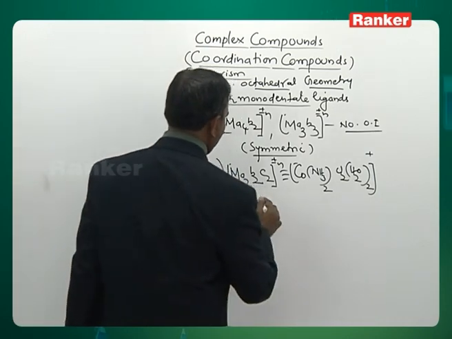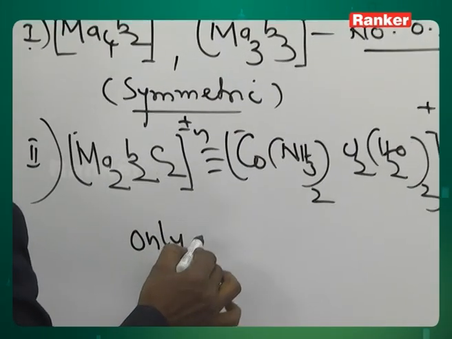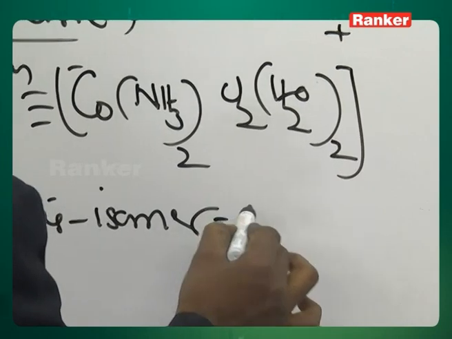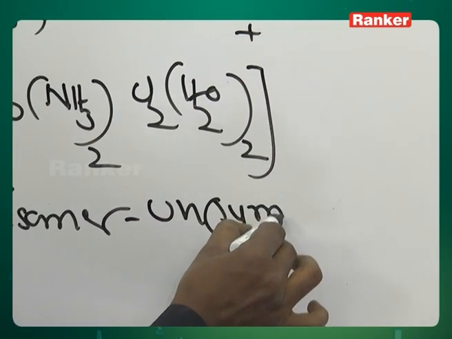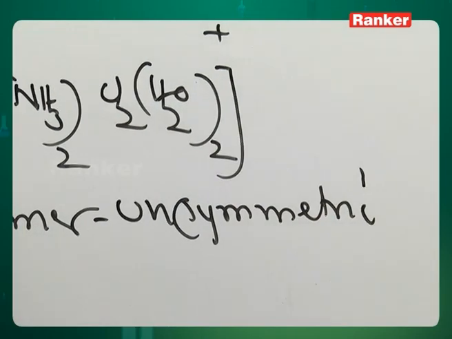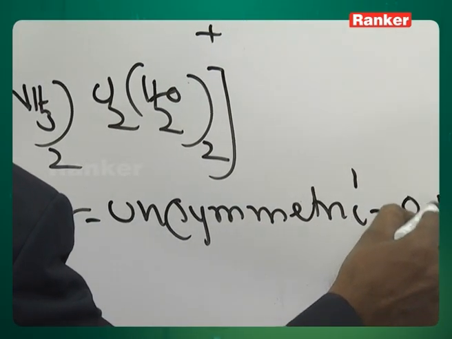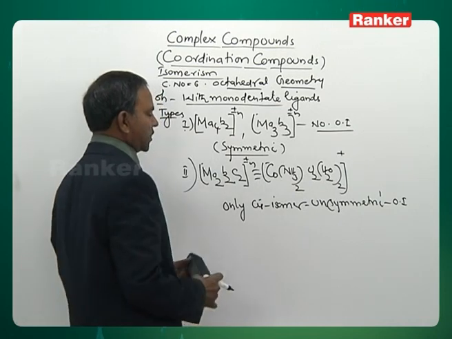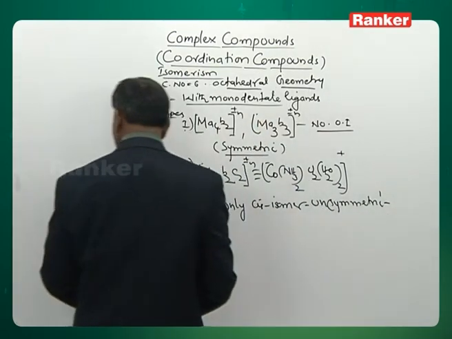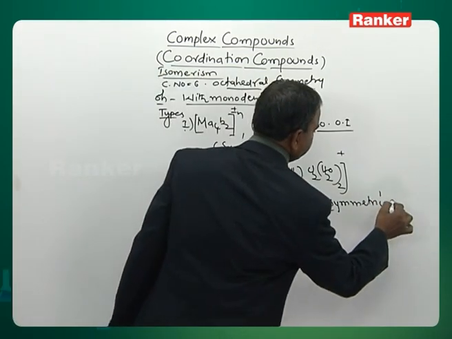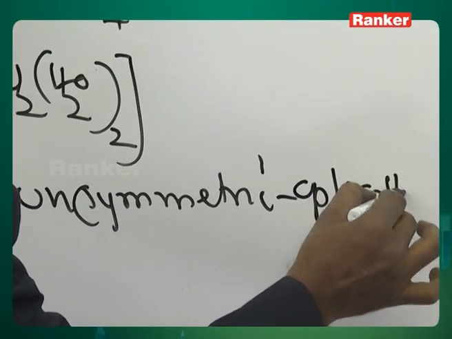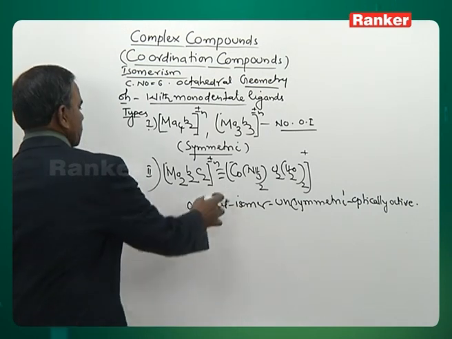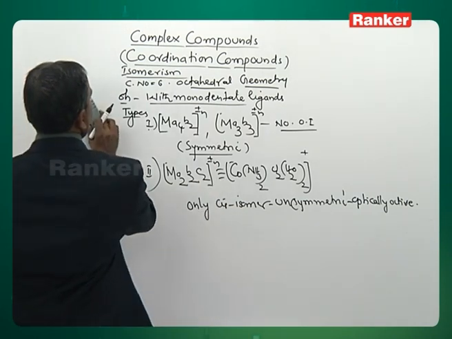See, only the cis isomer is found to be unsymmetric. This can only exhibit optical isomerism, it is optically active. Only the cis isomer, being unsymmetric, is optically active. Let me show this particular cis isomer and how it is optically active.